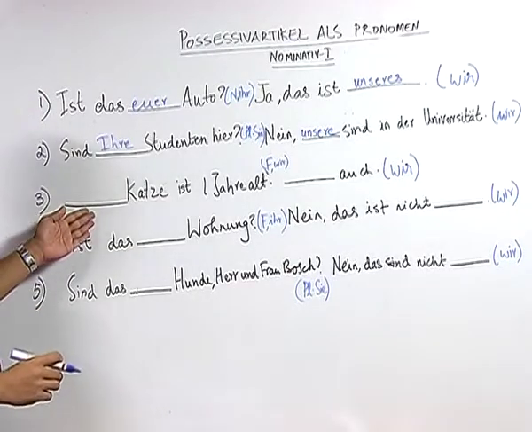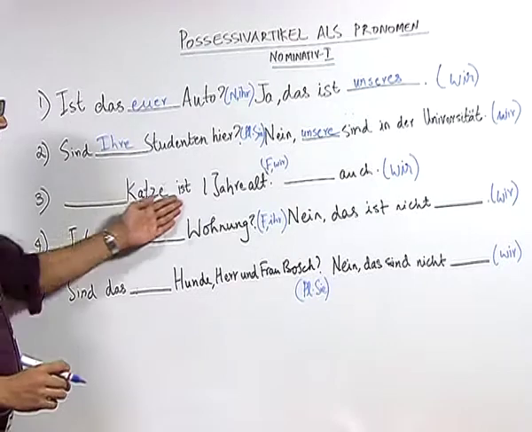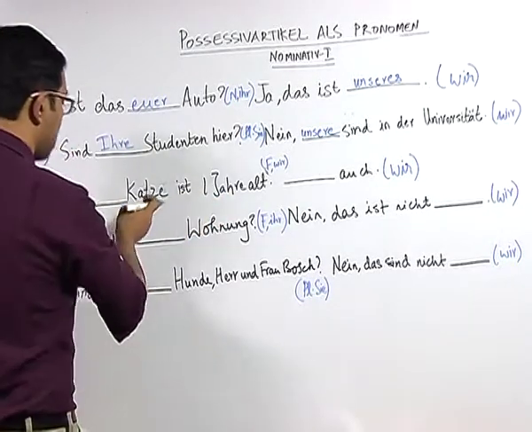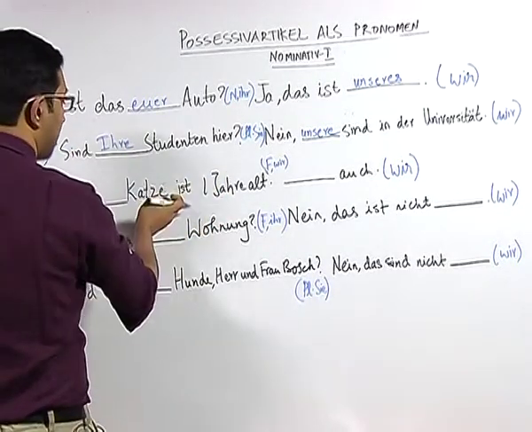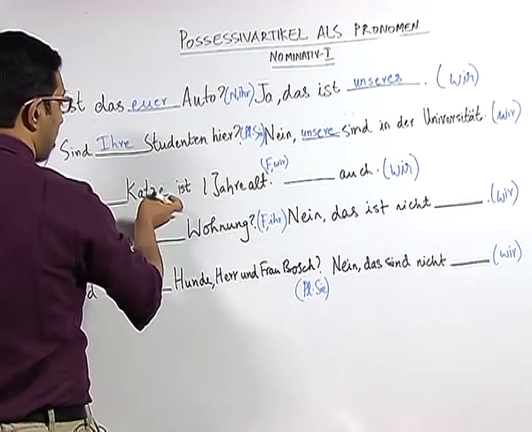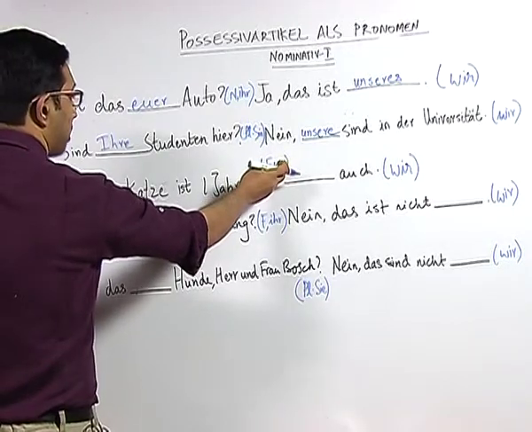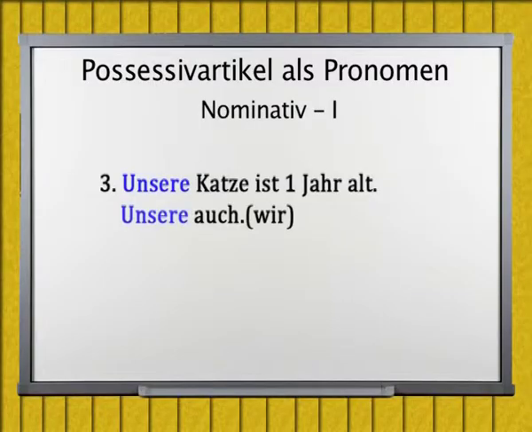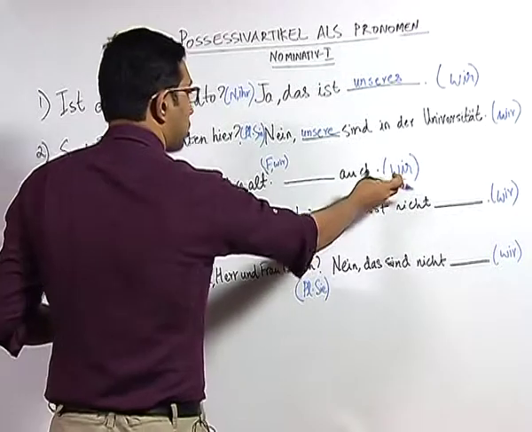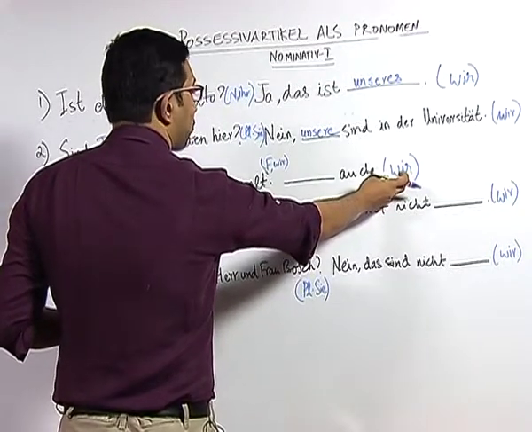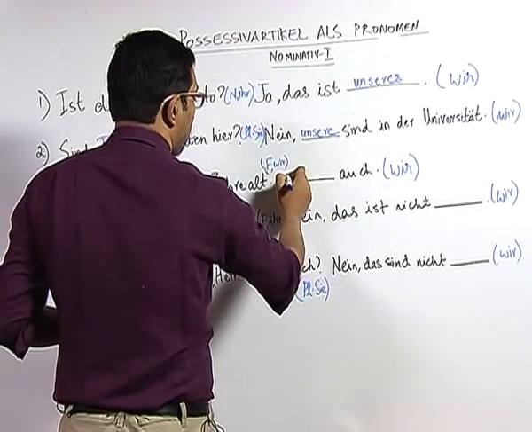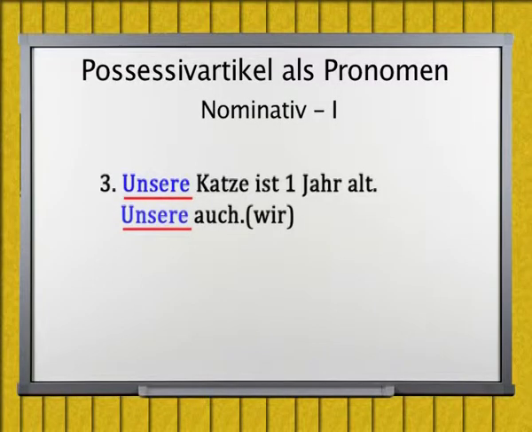Now, for sentence number 3, Katze ist 1 Jahr alt. Katze, as you know, is cat, and with the ending a we recognize that the noun Katze belongs to the feminine gender category, and with the pronoun wir we conjugate the article and it is unsere. Katze ist 1 Jahr alt, and using the pronoun for wir we use the possessive article unsere auch.